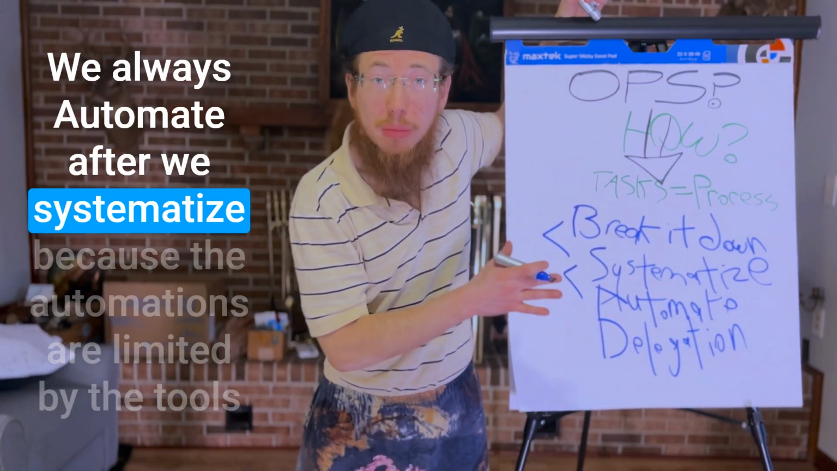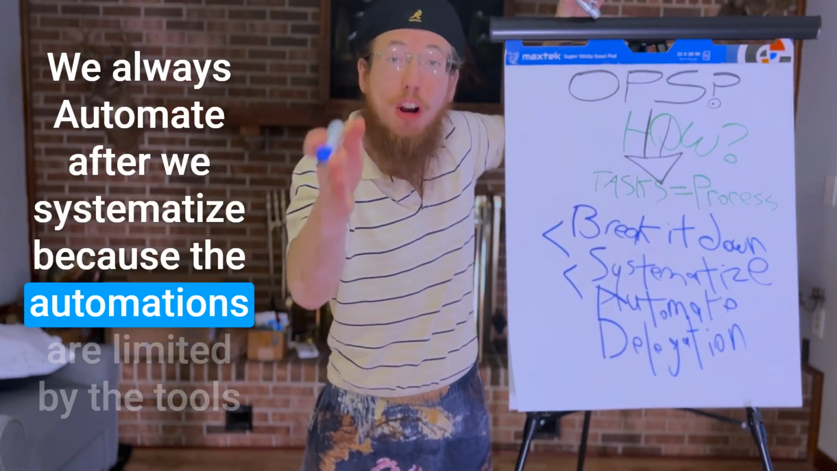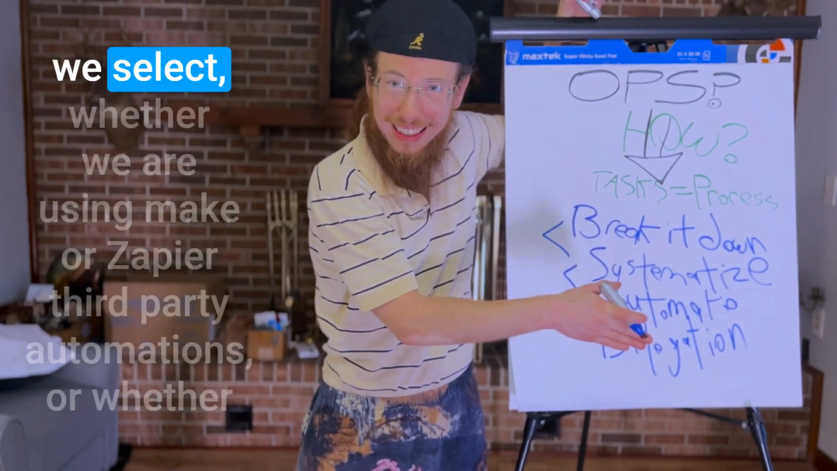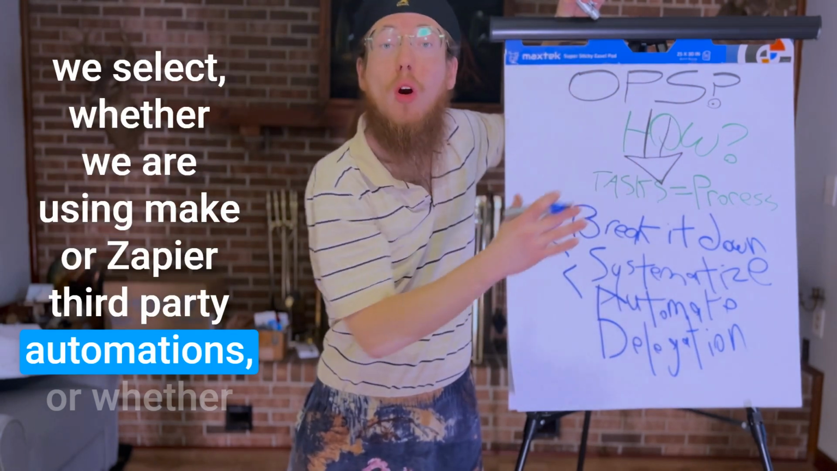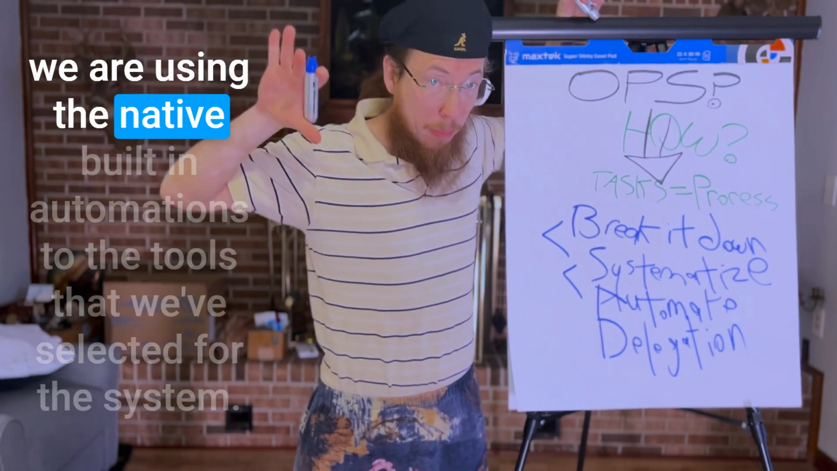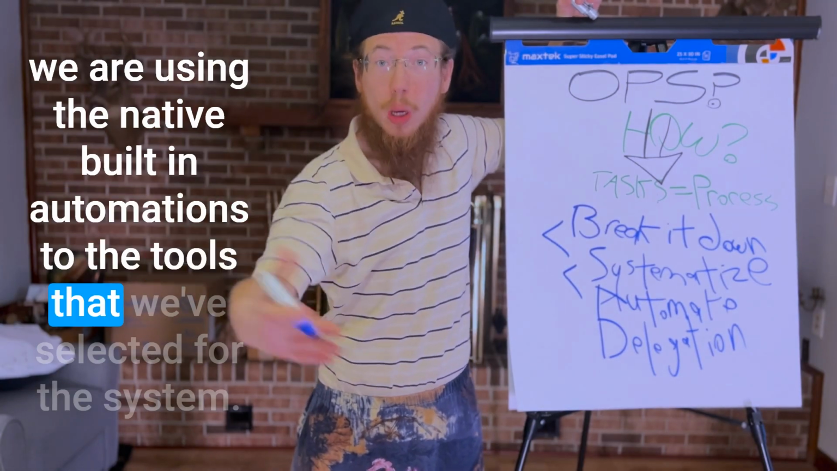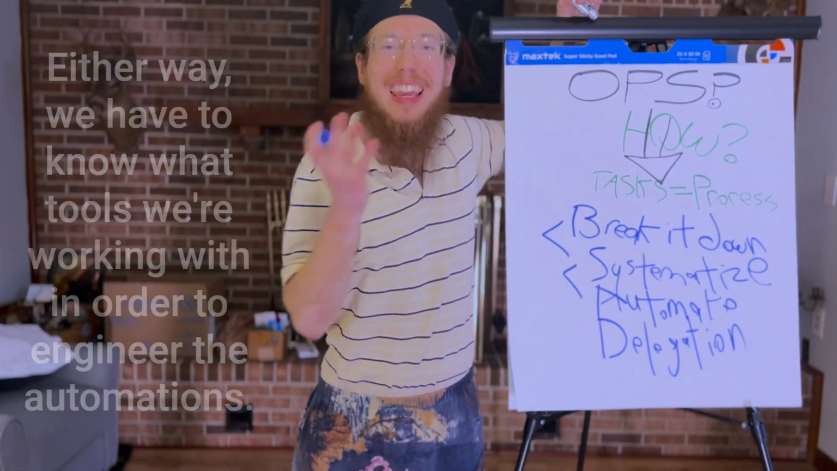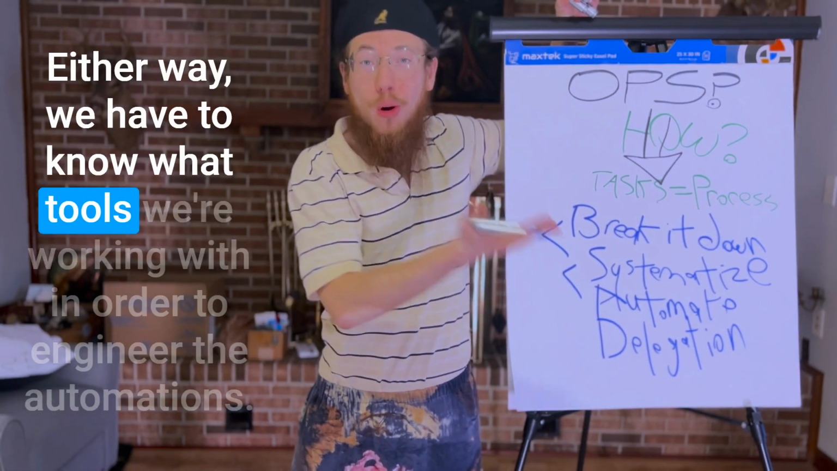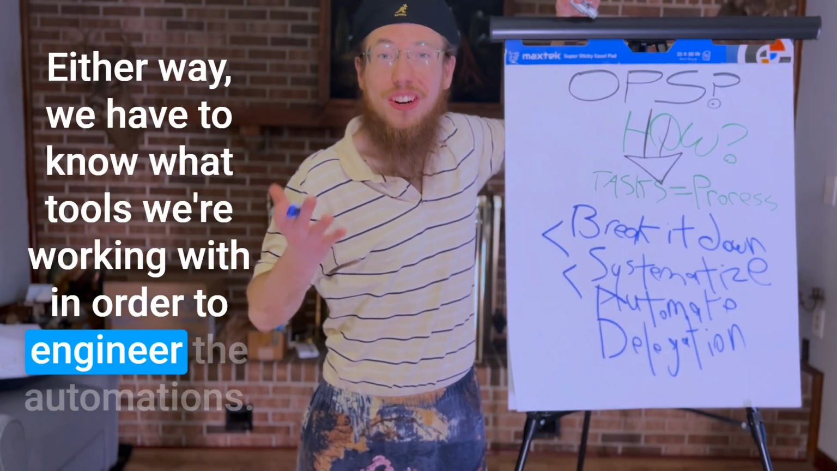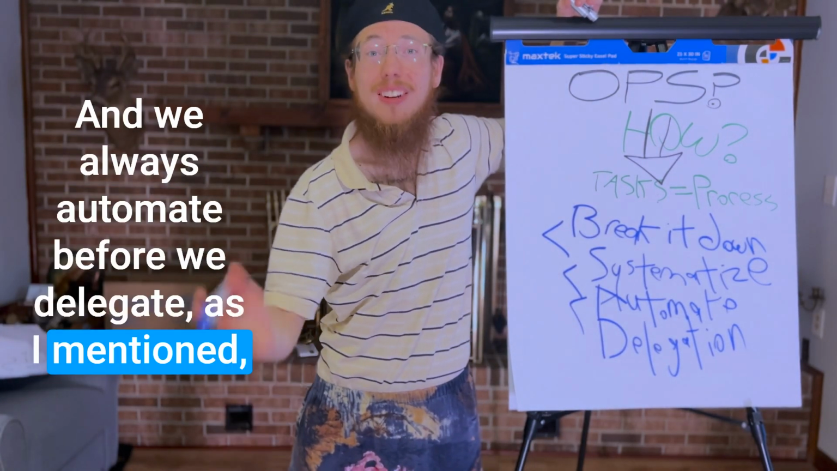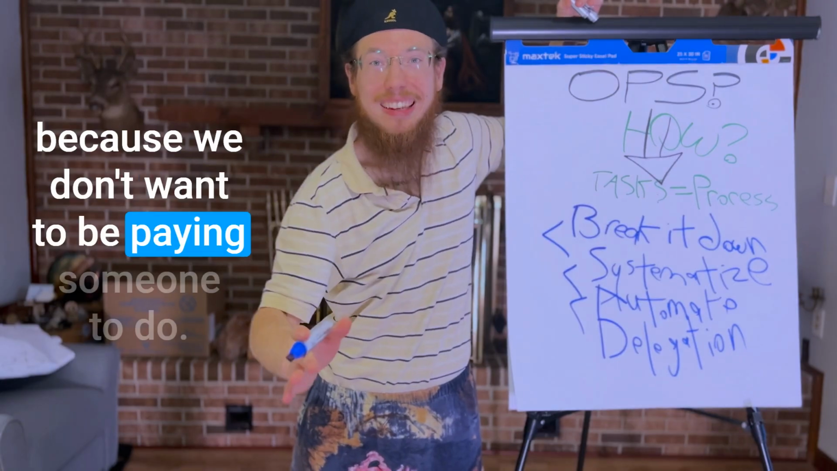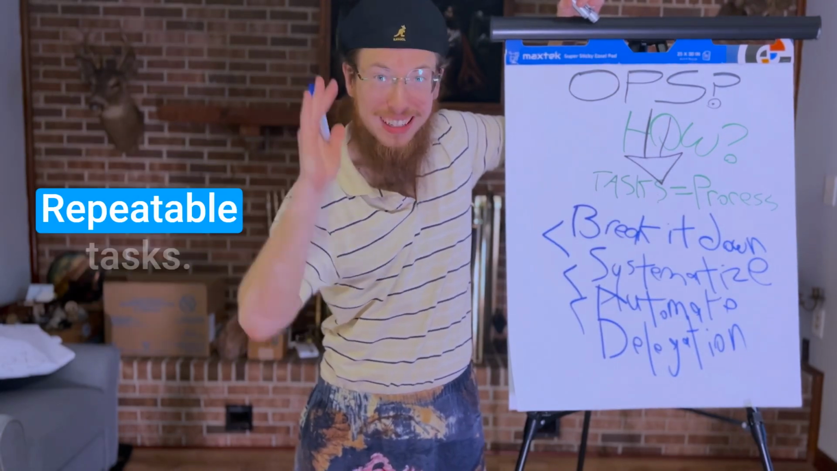We always automate after we systematize because the automations are limited by the tools we select. Whether we are using Make or Zapier third-party automations, or whether we are using the native built-in automations to the tools that we've selected for the system, either way, we have to know what tools we're working with in order to engineer the automations. And we always automate before we delegate, as I mentioned, because we don't want to be paying someone to do repeatable tasks.